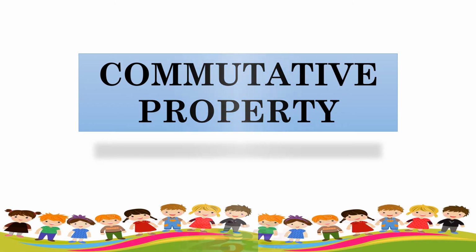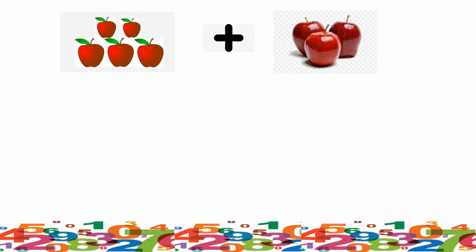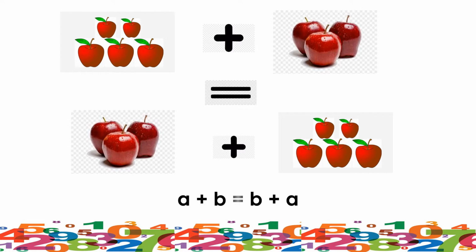Commutative property. 5 apples plus 3 apples equal 3 apples plus 5 apples. Therefore, a plus b equals b plus a. This is what we call the commutative property. By changing the order of two things, the end result doesn't change. Let's check it out with integers.